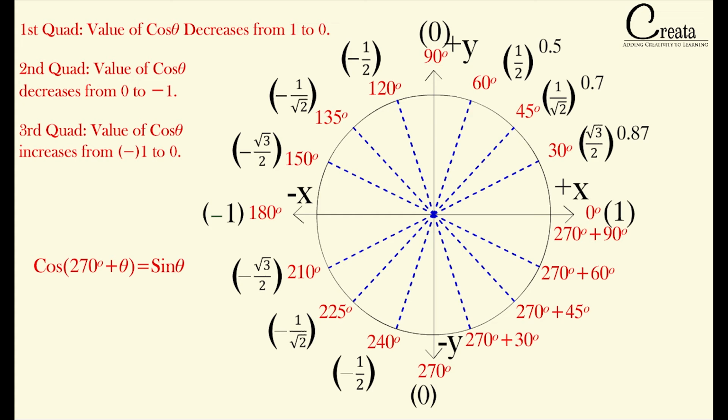Let's see the value of cos theta in the fourth quadrant. Cos 270 plus 30 will be sin 30 degree, that is 1 by 2. Cos 270 plus 45 will be sin 45 degree, that is 1 by root 2.